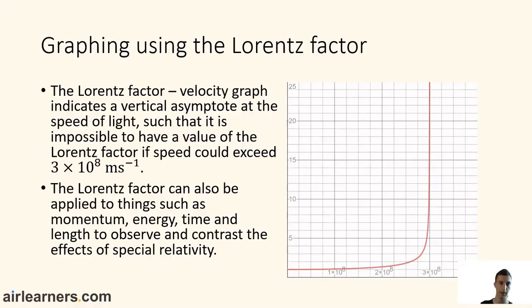Last little bit before we wrap up, graphing using the Lorentz factor. The Lorentz factor velocity graph indicates a vertical asymptote at the speed of light. We can see here it says 3 times 10 to the 8, my apologies. That means there's going to be an asymptote somewhere along here, exactly at 3 times 10 to the 8 meters per second. It can be applied to a lot of things like momentum, energy, time, and length, and it gives us an understanding of what traveling at really fast speeds does to an object. That is just a brief idea of what it would look like. They don't tend to assess it much, although it has come up in previous exams.